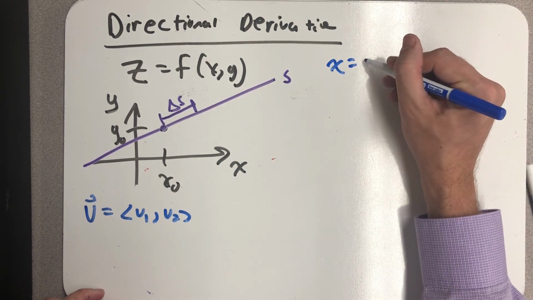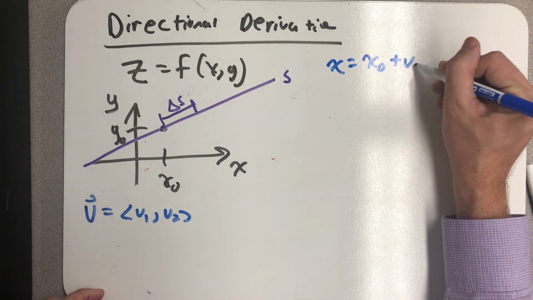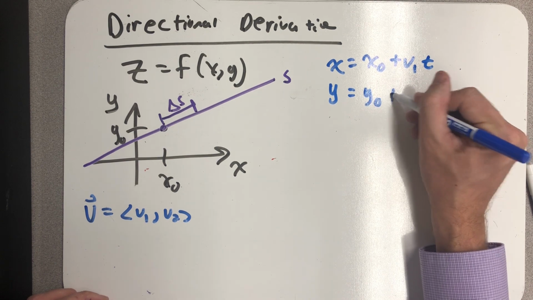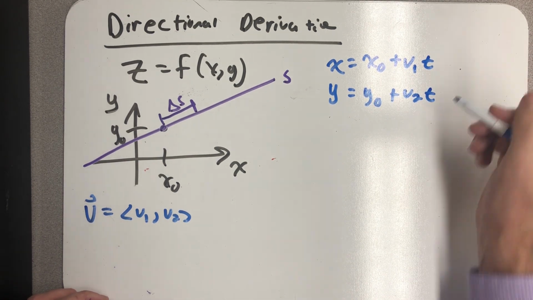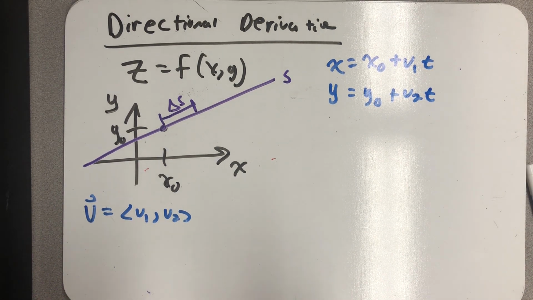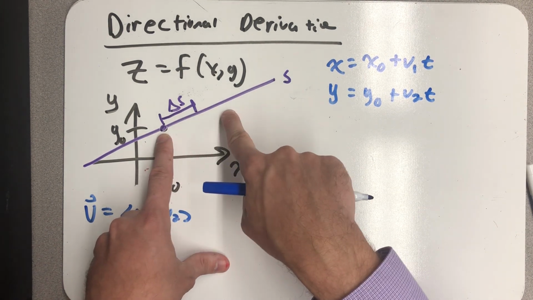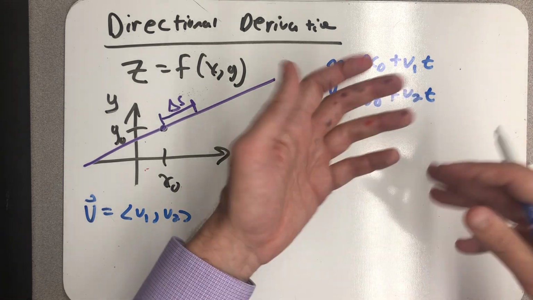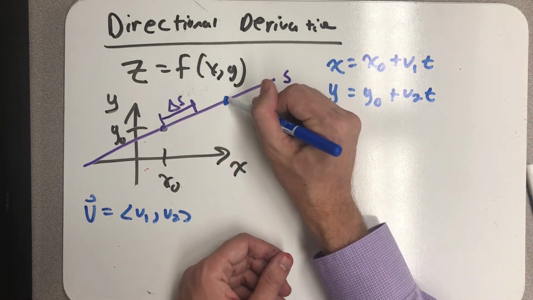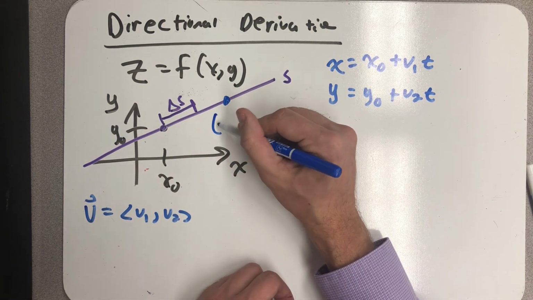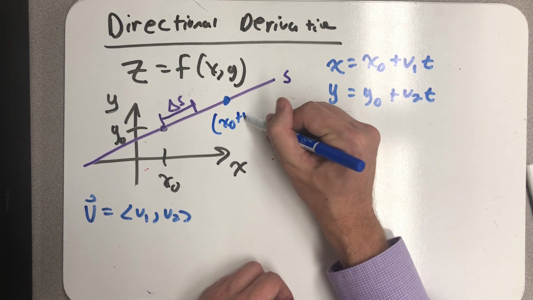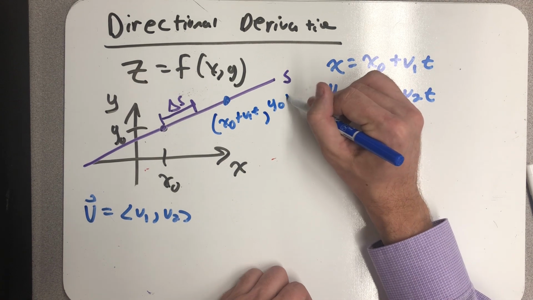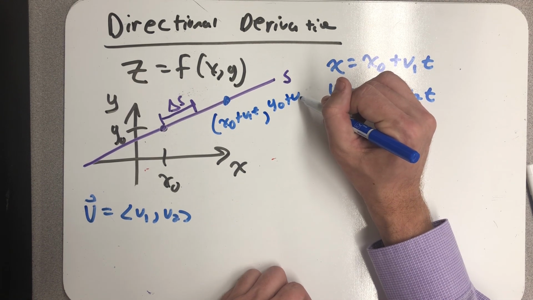This would be the line x equals x naught plus v1 t, and y equals y naught plus v2 t. All right, so let's imagine we want to increment on the s-axis. So let's just imagine having plugged some value of t in there, and we'd get a different point. And that would simply be the point x naught plus v1 t for whatever value of t we plugged in. Every point would be in this format.